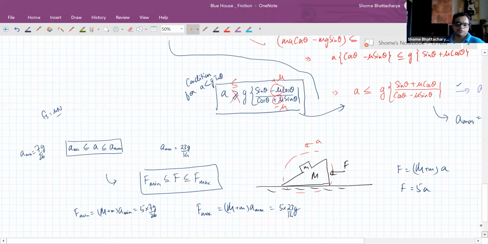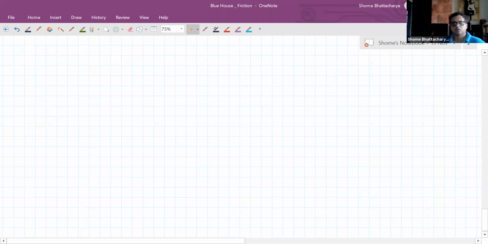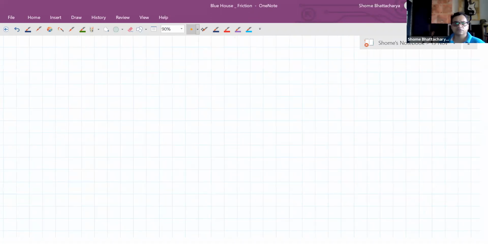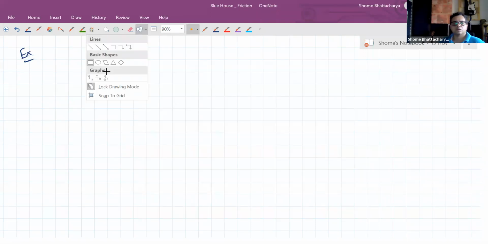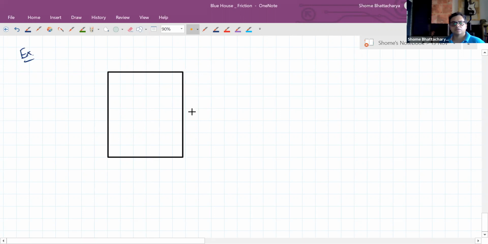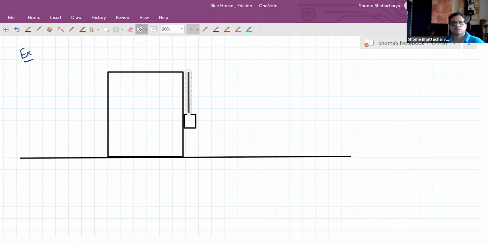Now next up, we will look at a problem which incorporates limiting friction with pseudo force and also with the constraint relation concept, which we haven't seen in some time. So we have this kind of situation, a block with another block against it. We have a number of pulleys in our system.